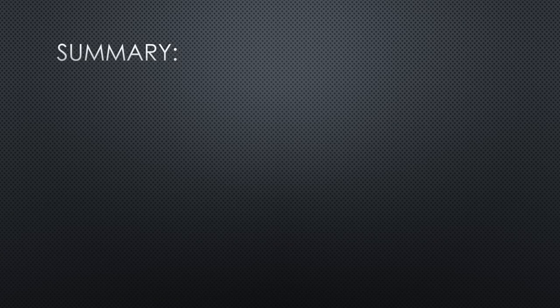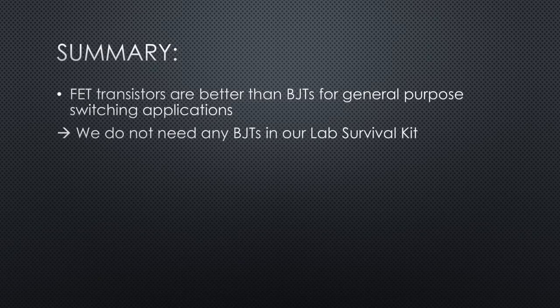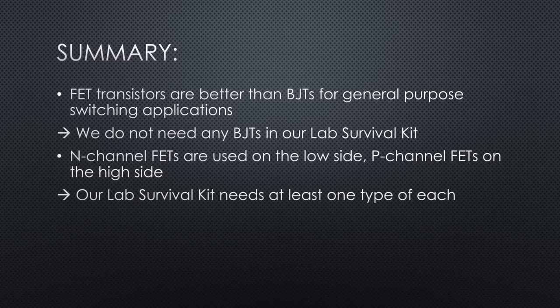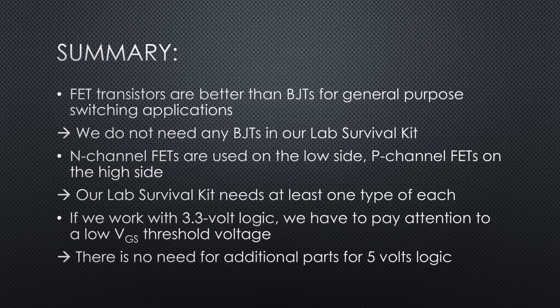So summarized, we learned that FET transistors are better than BJTs for general purpose switching applications. This is why we do not need any BJTs in our lab survival kit. N-channel FETs are used for the low side, P-channel FETs on the high side. This is why the bare minimum for our survival kit is 1 N-channel and 1 P-channel FET type. Especially if we work with 3.3 volt logic, we have to pay attention that we get them with a low VGS threshold voltage. Otherwise, they will not switch on. Because these types also safely work on 5-volt logic, there is no need for an additional type.